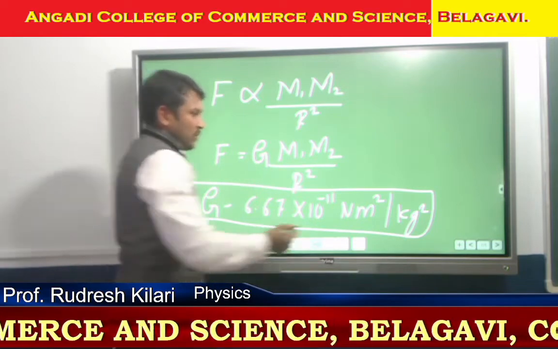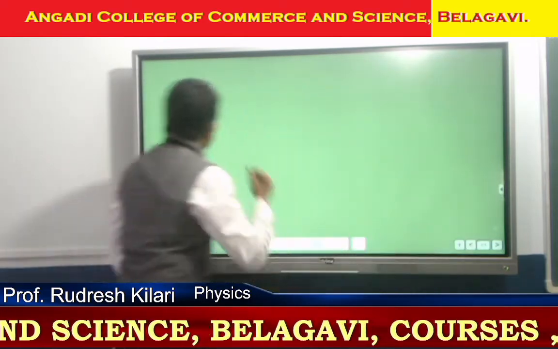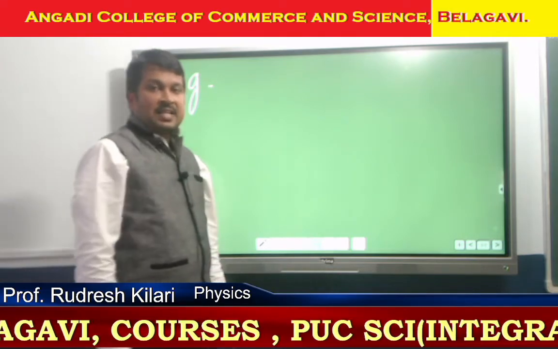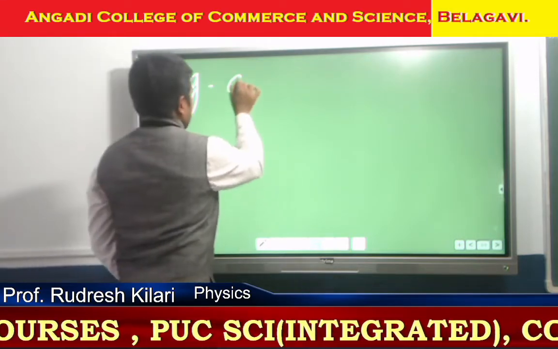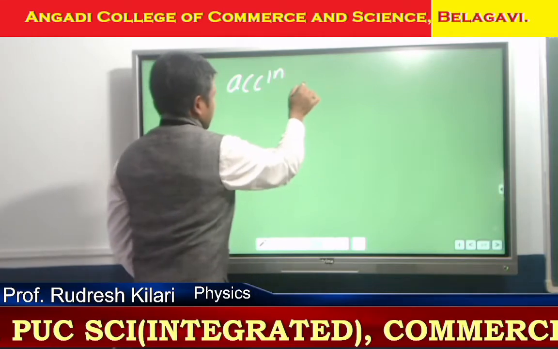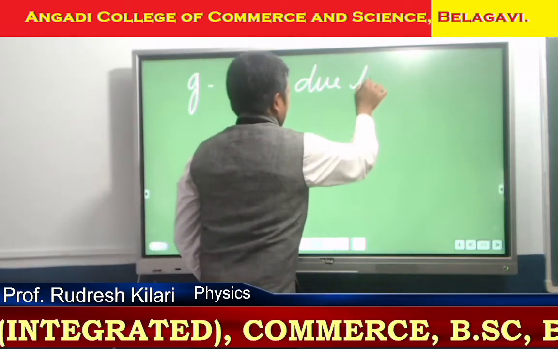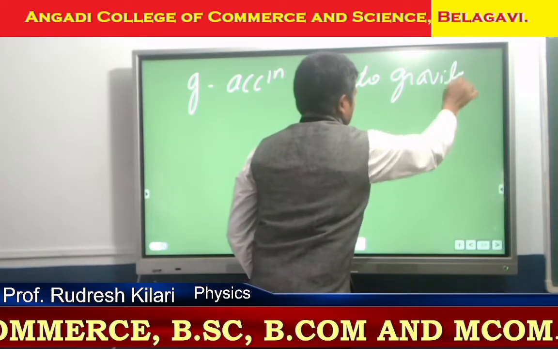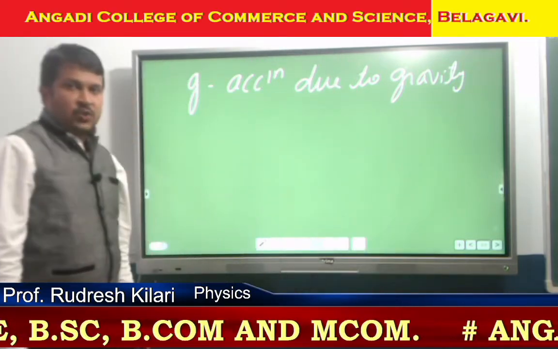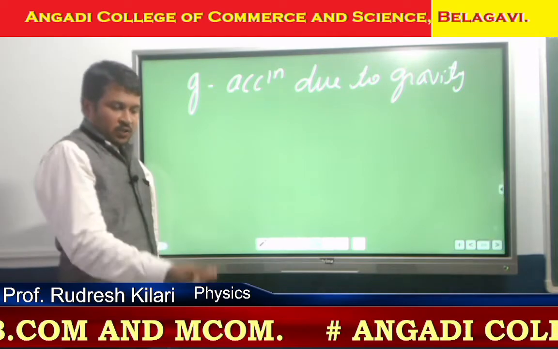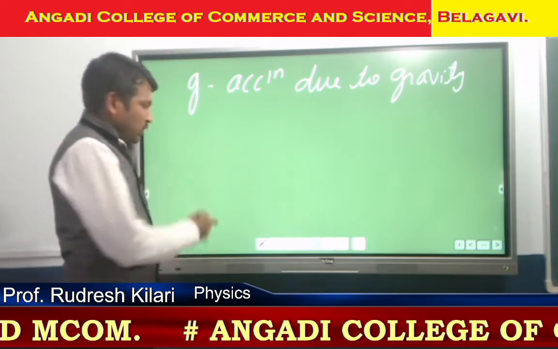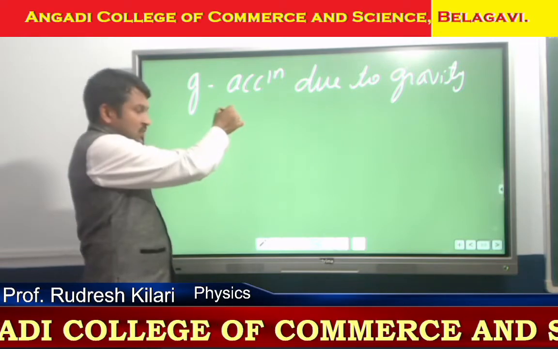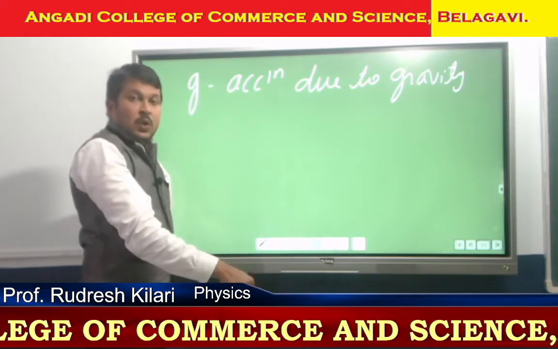But students, we know what is small g. Small g is acceleration due to gravity. In acceleration due to gravity, if any one object is thrown in the upward direction, it will move and reach a certain height. After reaching a certain height, again it will come back to its original position.